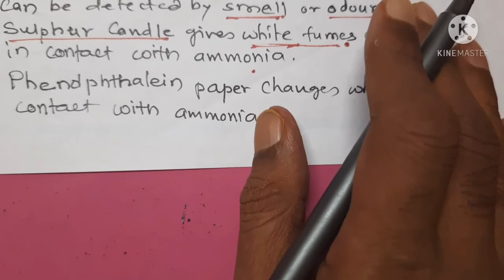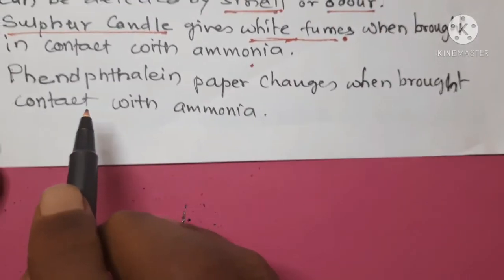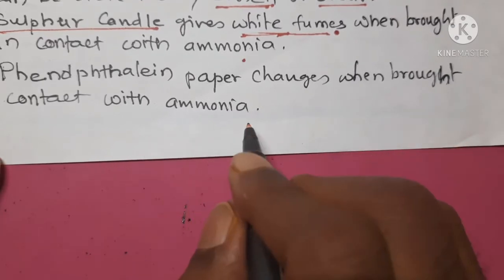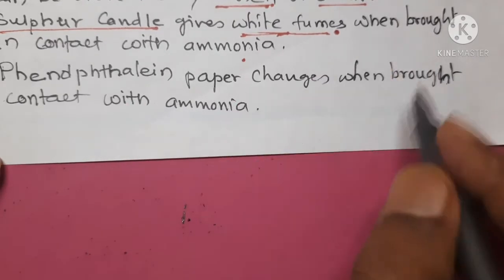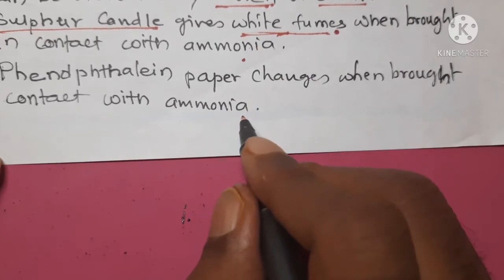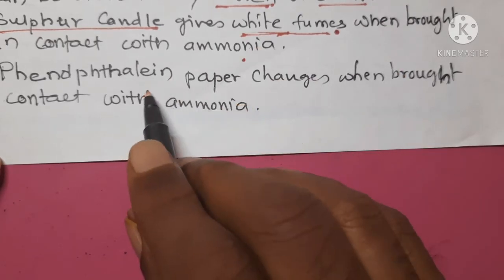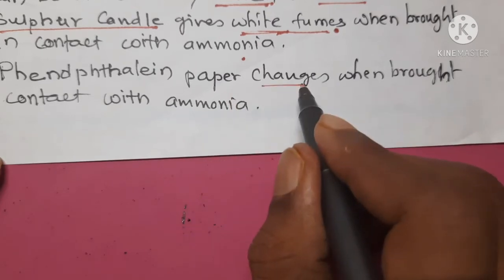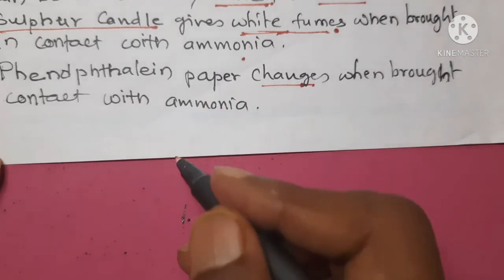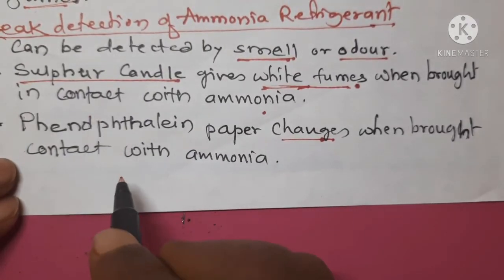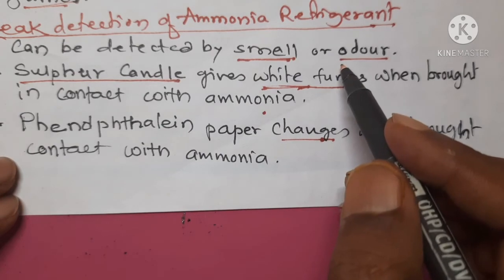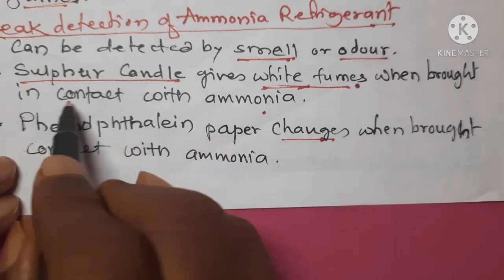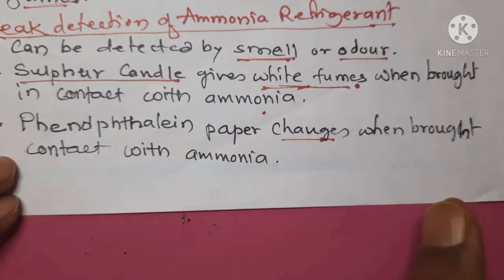Otherwise you can check the leakage by using phenolphthalein paper, which changes color when brought in contact with ammonia. Move the phenolphthalein paper around the joint. If there is an ammonia leak, ammonia will react with the phenolphthalein paper and it changes its color. Are you getting it? So these are the three ways you can find out the refrigerant leakage. By smell you come to know that there is a leakage somewhere, and you have to locate the leakage with the help of a sulfur candle or phenolphthalein paper.